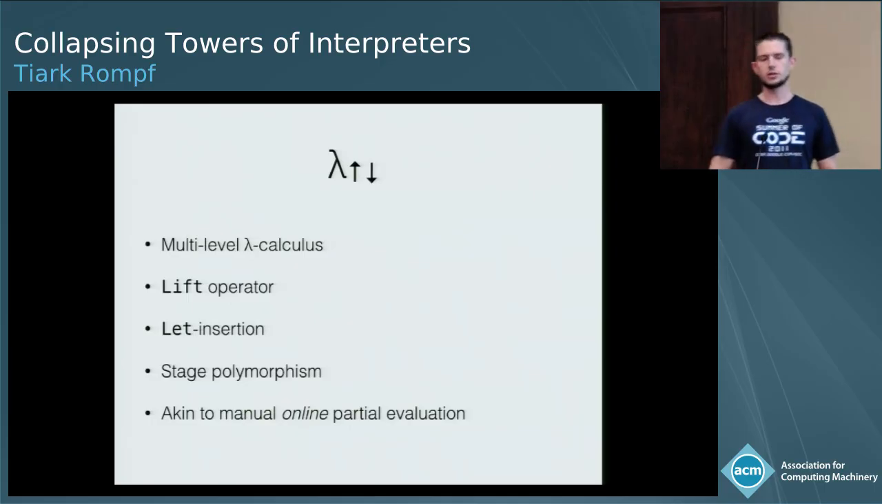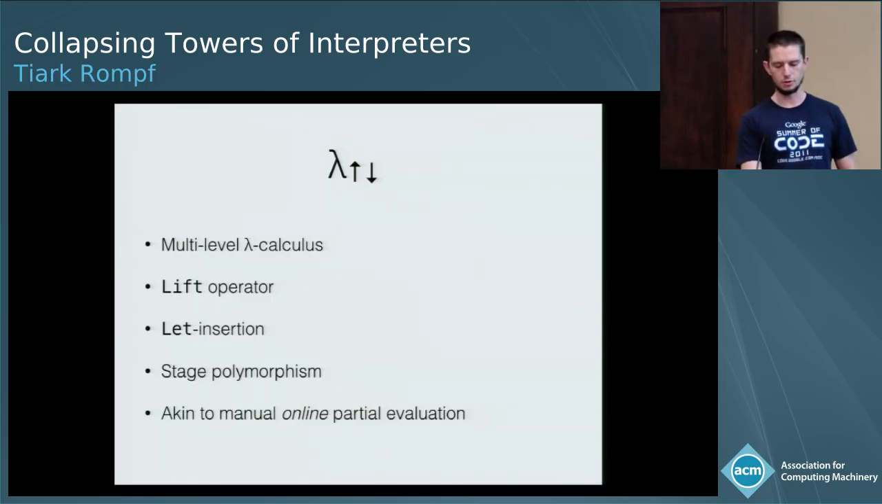So our base language, lambda up-down, it's a variant of the lambda calculus, of course. And the main facility that we have is a lift operator, right? So this is used to take a present stage value like a function and transport it to the next stage, right? So that it will end up as part of the generated code from the compiler. And with that, since lift is just a normal operator, we can abstract over it and realize stage polymorphism.